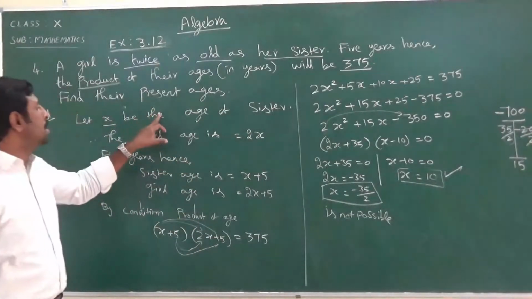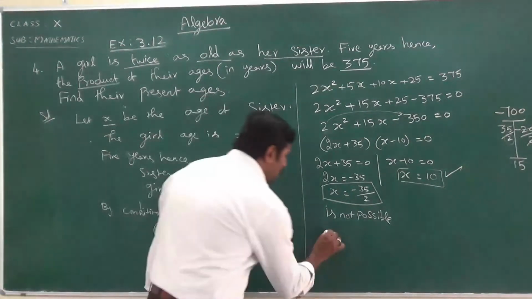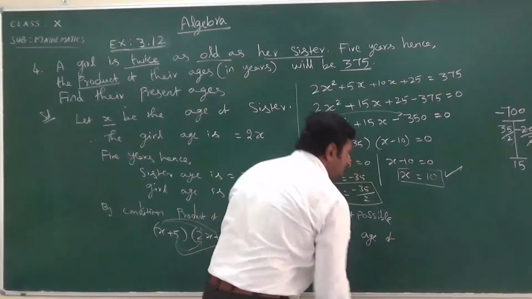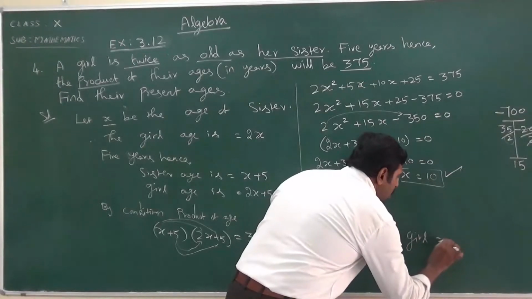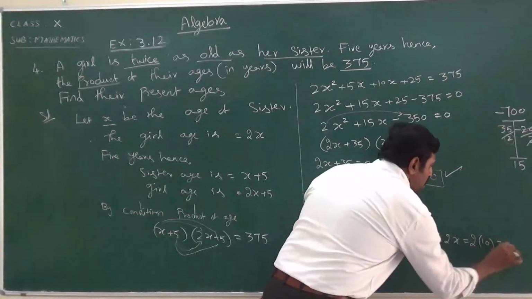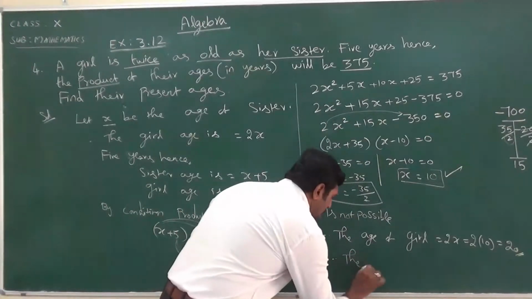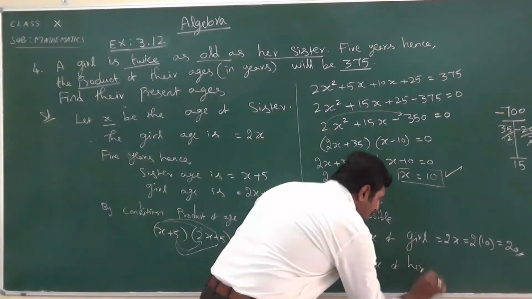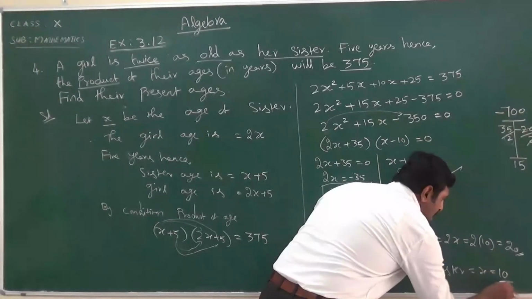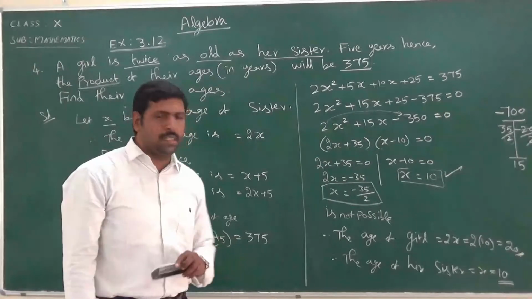Therefore, the age of the sister is x and the age of the girl is 2 into x. The age of the girl is equal to 2 into x, that is 2 into 10, which is 20. And the age of her sister is equal to x, that implies 10 is her sister's age, and the girl's age is 20. Thank you, students.